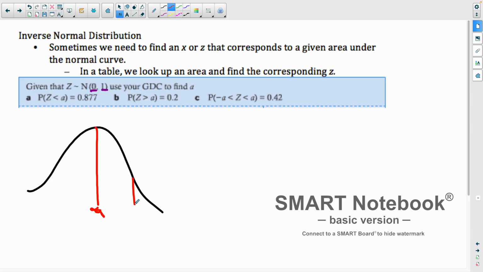All right, where would I put it compared to the mean so that 87.7 is less than it? Somewhere on the right side. So this is where A is going to go, because everything less than A needs to be 87.7%. That's quite a bit of the data. All right, everybody okay with my picture? So now here's where I'm going to go. I'm going to go to my calculator to help me find this.